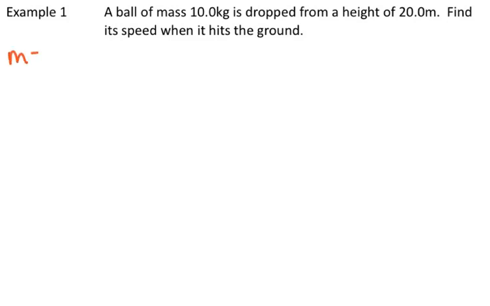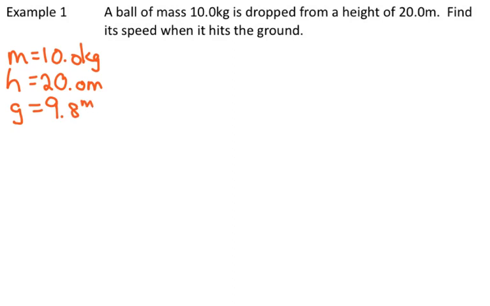We have the mass of the ball, 10.0 kgs. We have the height of it, 20.0 meters. And for potential energy, we're always dealing with acceleration due to gravity, so g, 9.8 meters per second squared. We know that potential energy, Eg equals mgh.